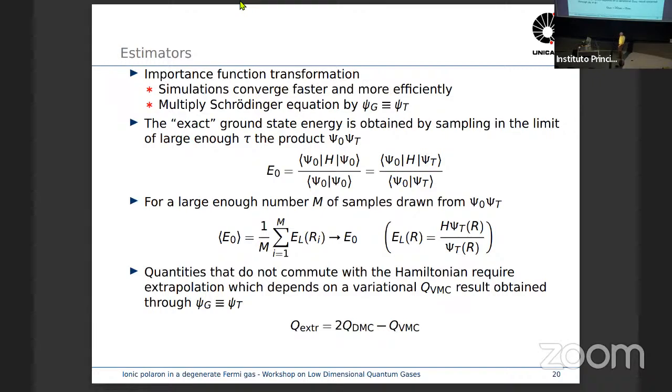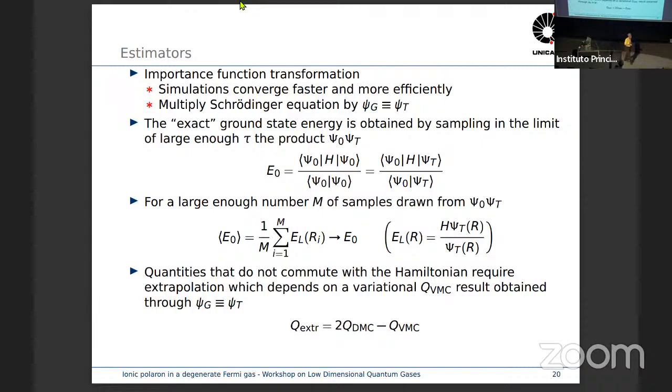And once we have enough samples from this probability distribution, due to the hermiticity of the Hamiltonian, we are able to apply the Hamiltonian to the trial function and still obtain the ground state energy, the true ground state energy for the system, just by taking this average here. This will converge to E naught. This is very good for estimating energies.